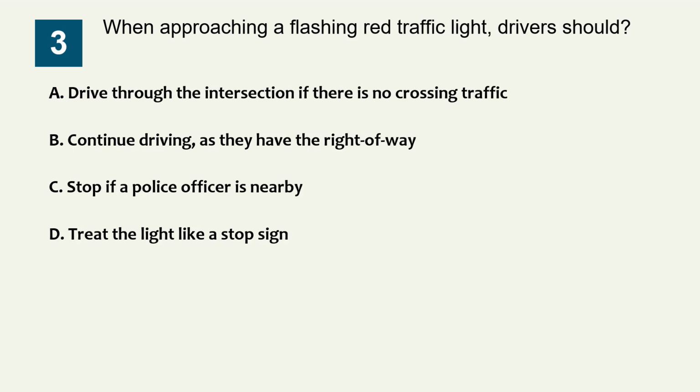Question 3. When approaching a flashing red traffic light, drivers should: Option A, drive through the intersection if there is no crossing traffic. Option B, continue driving as they have the right of way. Option C, stop if a police officer is nearby. Option D, treat the light like a stop sign.